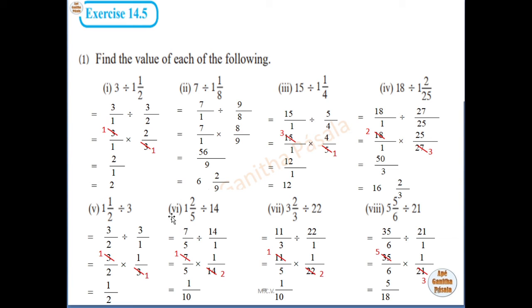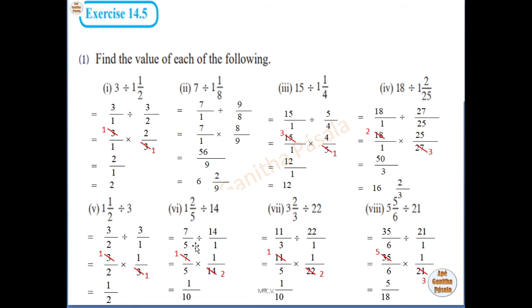Convert 1 and 2 over 5 into an improper fraction. 5 into 1, 5. 5 plus 2, 7. 7 over 5, divided by 14 over 1. 14 can be written as 14 over 1. Now get the reciprocal, 1 over 14.